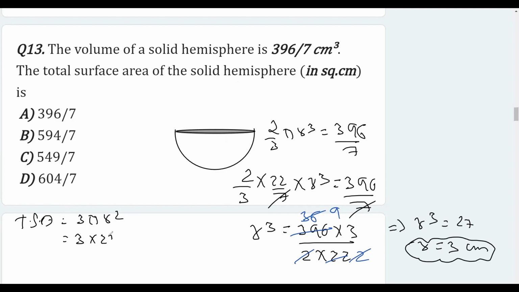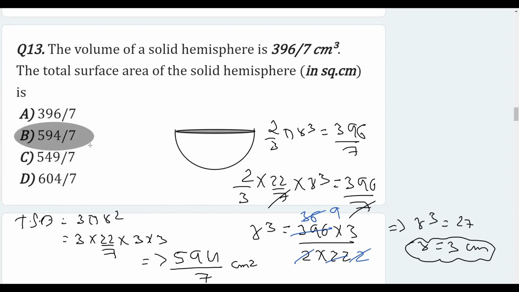So this is 3 times, replacing pi with 22 upon 7, and r square, r is how much? R is 3. So it's 3 into 3, that comes out to be 9. 9 into 3 is 27, and 27 twice is 54. So if I multiply 27 with 22, we are getting this as 594. 594 divided by 7 centimeters square. So I can see the correct option is option B.